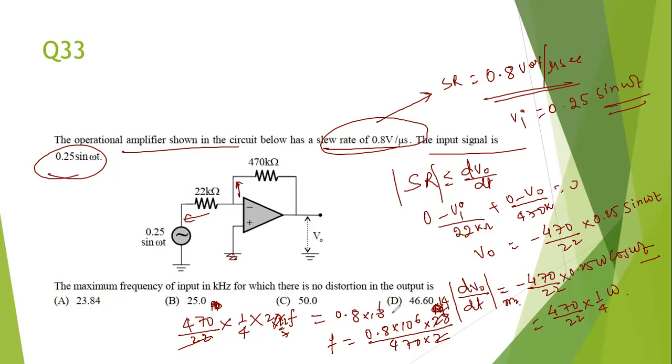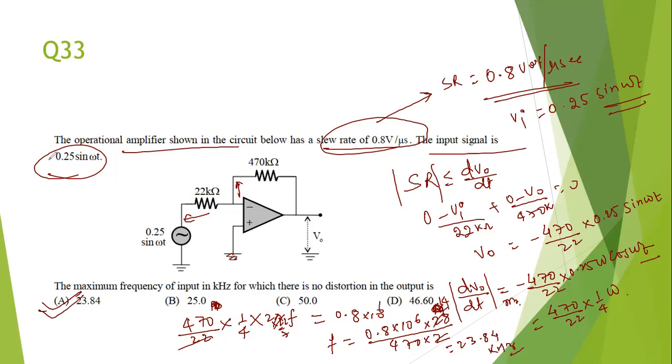I'm solving this question, and after the calculation you will get f equal to 0.8 times 14 into 10 to the power 6 divided by 470, and this is equal to 23.84 kilohertz. So option A is the right option.